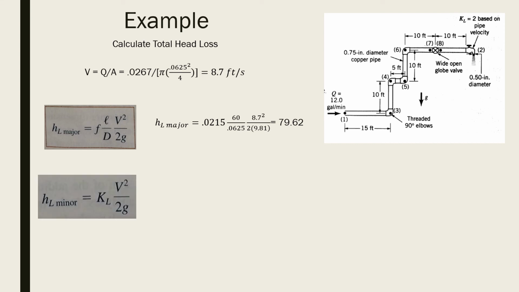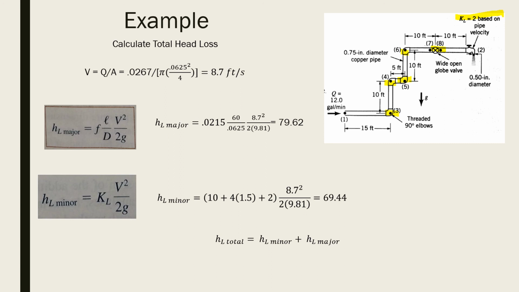Now we can start calculating HL minor. As you can see in the formula, HL minor uses the loss coefficient of the system. Using the graph that we showed on the previous screen, we can find the loss coefficient for each threaded 90-degree elbow as well as the wide open globe valve. And don't forget the loss coefficient of 2 for the nozzle has also been given. By adding all these together and multiplying by V squared over 2g, we find HL minor to be 69.44.